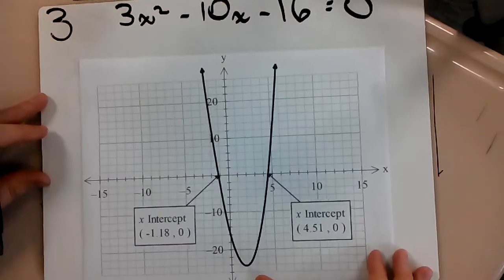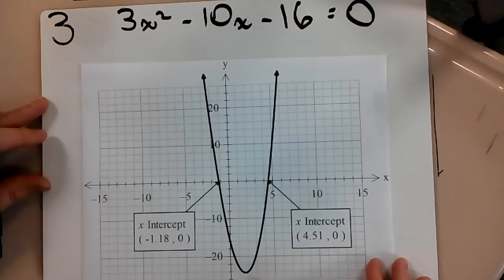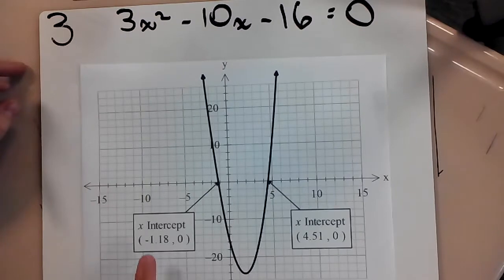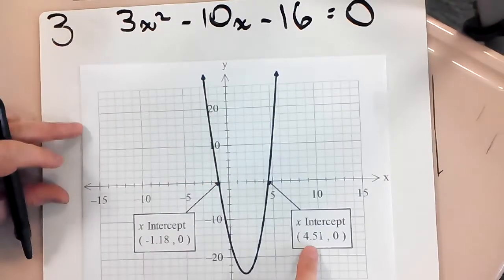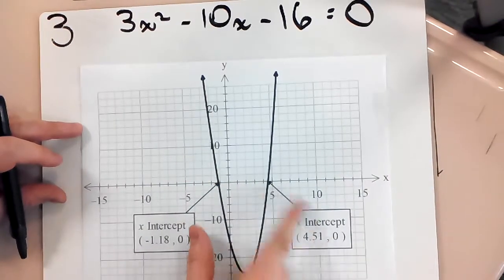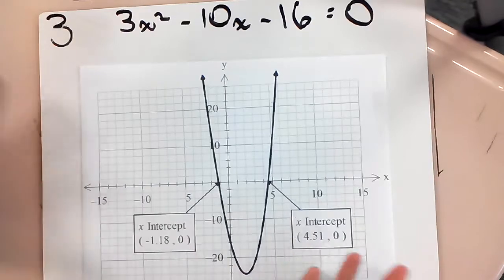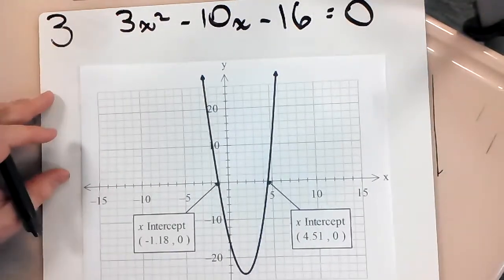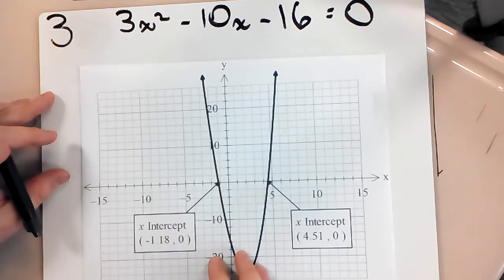Okay. So here's the graph of that very equation we solved using the quadratic formula. There's the negative 1.18, okay? And there's the 4.51 as the x-intercepts. So in the end, the quadratic formula does the same thing as factoring does, but a little bit more work, and to be honest, a little bit more tedious.